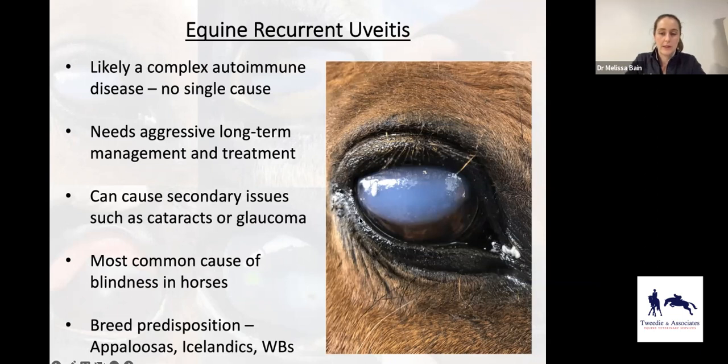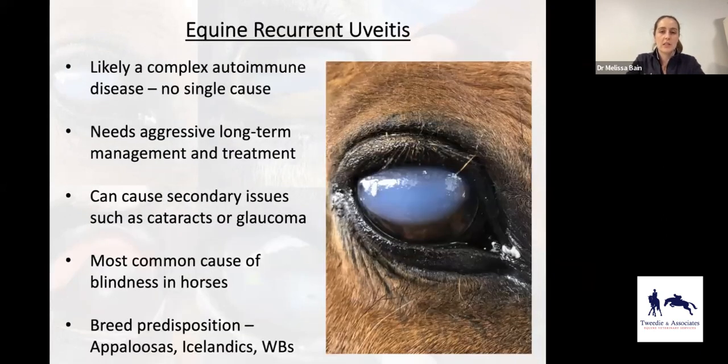So this horse was completely blind in this eye. This can be a really painful condition. So it's really important to identify it and try and get it under control. And there is a breed predisposition. Appaloosas in particular seem to be affected by it the most. And then you have your Icelandics, and some warmbloods can be affected too.